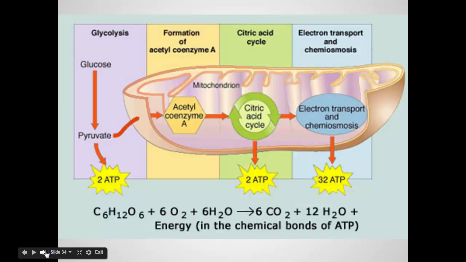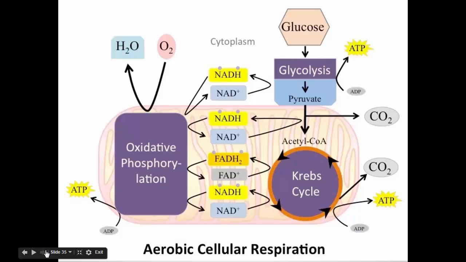Another view of it. Glycolysis, the first step, glucose to pyruvate, forming ATP. Then we go into the mitochondria, form acetyl-CoA, which goes to the citric acid cycle. Again, it produces some ATP. Then these energy carriers go through electron transport and chemiosmosis to form the rest of the ATP. Those are the various steps: glucose, glycolysis, Krebs cycle, electron transport chain.